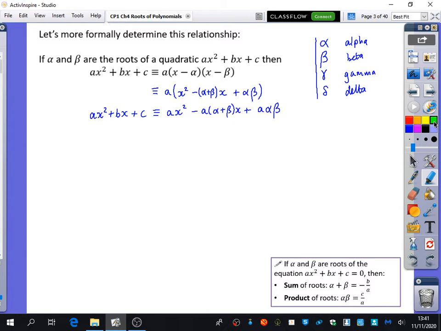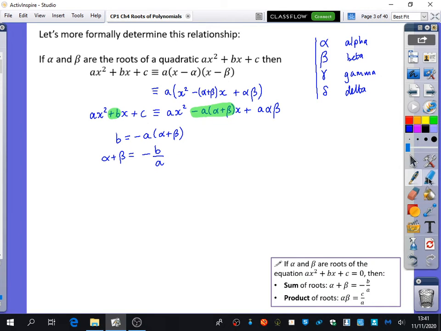And if you look at the x squared terms, well, the x squared terms are the same on the left-hand side and the right-hand side. So it's not particularly interesting to think about the x squared terms because they're both ax squared. But over here, I can see for the x term that plus b is the same as this. They must be the same as each other in order for them to be equal. So I'm going to write down that b equals minus a brackets alpha plus beta. In other words, alpha plus beta is equal to minus b over a.